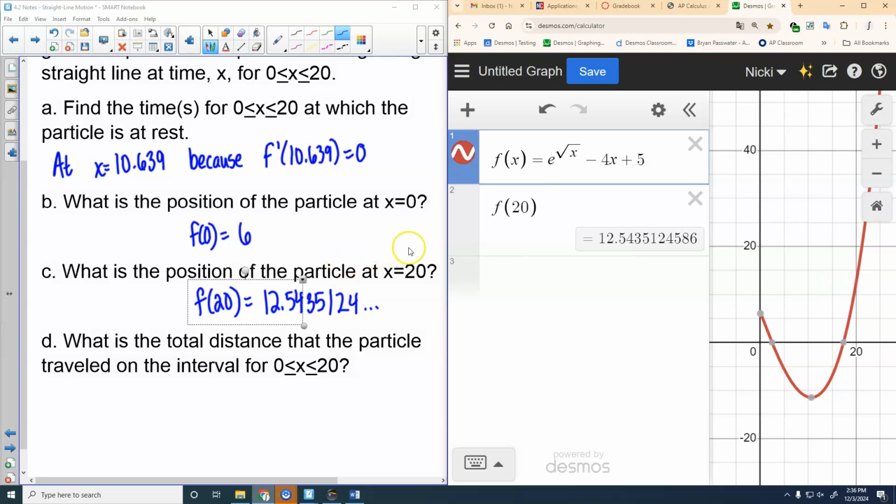Okay, so our position, where did this particle start at time equals 0? Where did it start? 6. Where did it end up at 20? Okay, so what is an idea you might have? The idea is that you would subtract. And sometimes that works. It does not work on this problem.